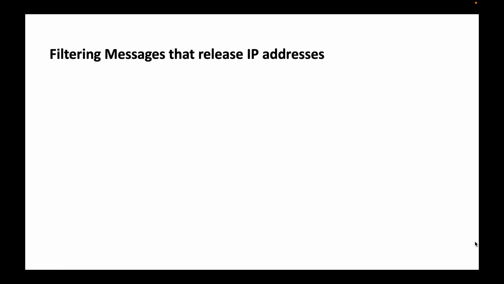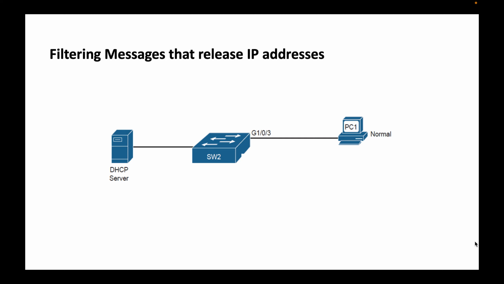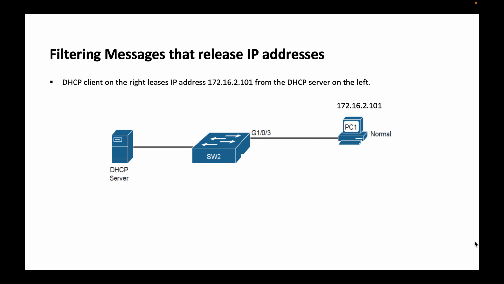Let's see how it filters messages that release IP addresses. You might have an attacker who would release the IP address before you release it, and then your device becomes unreachable. So let's take a simple network. A DHCP client on the right leases IP address 172.16.2.101 from the DHCP server on the left. DHCP snooping creates a binding table for this flow. Okay, 172.16.2.101 is assigned by the DHCP server on G103.